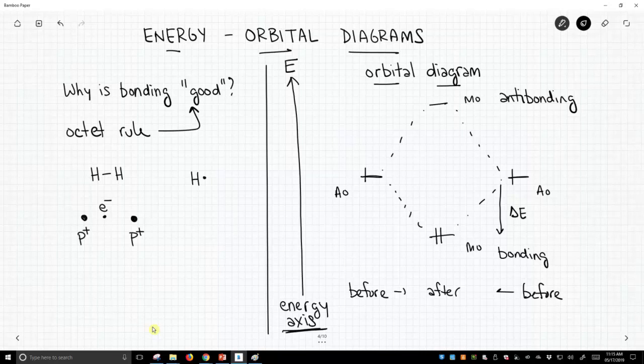But what we've seen based on the energy axis is that our electrons have dropped in energy, and we're reflecting the fact that this is a good thing. It's an energetically favorable thing for our atomic orbitals to mix together and form new molecular orbitals that allow our electrons to drop in energy. So this is why we form bonds. We form bonds because it's energetically favorable to do so.